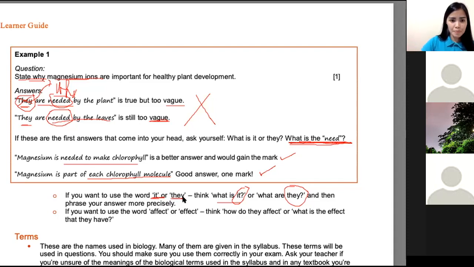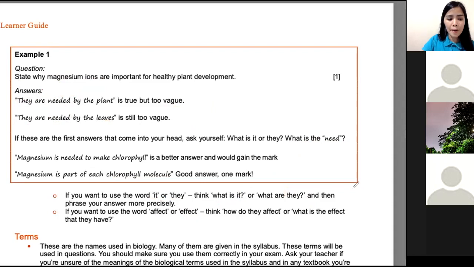So again, do not use pronouns, especially as the first word of your sentences. And then the affect and effect. Sometimes, for example, if the question is, what would happen to a plant if it is magnesium deficient? Some of your answers would probably be they affect the plant or they have an effect on the plant. So we also have to think, what is the effect? How did this deficiency affect the plant?